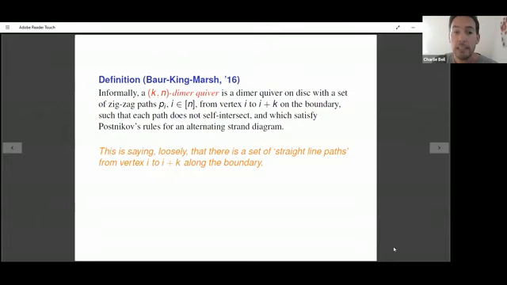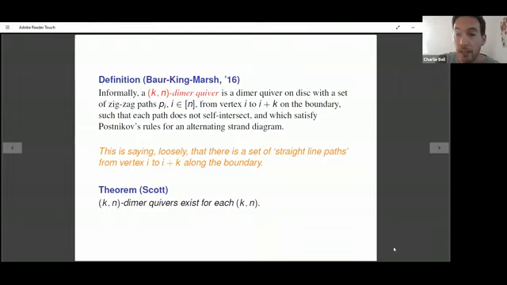And this is saying loosely that there is, in this sense, a set of straight line paths from vertex I to I plus k along the boundary. And a theorem due to Scott is that Kn dimer quivers exist for each k in N.